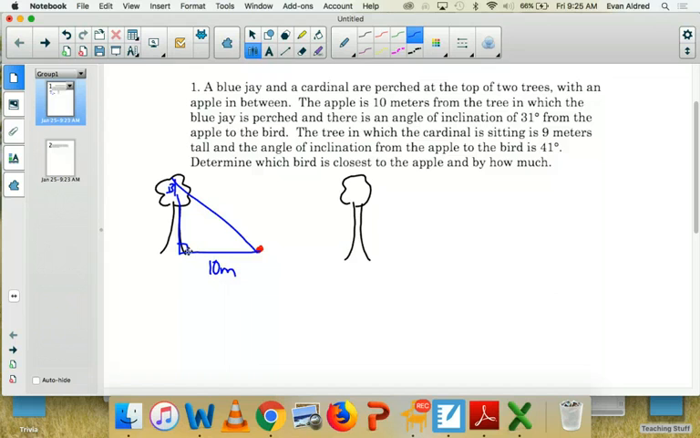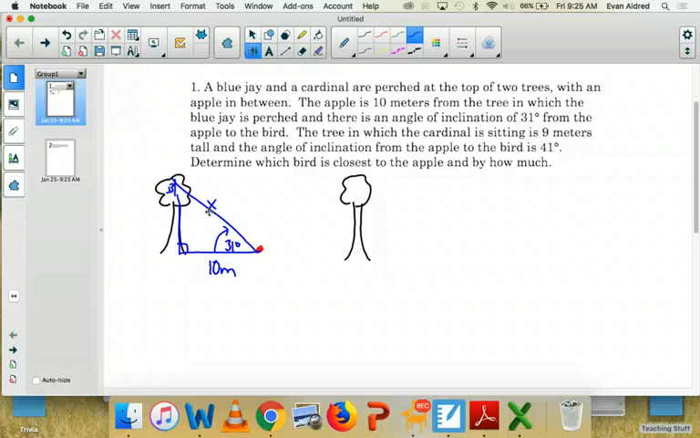The other piece of information that we know about that right triangle is the angle of inclination is 31 degrees. And we want to know how far the blue jay is from the apple. Well, we're going to take the most direct route to figure that out, which would be the hypotenuse of this right triangle. So we have a right triangle to represent the blue jay that looks something like this.